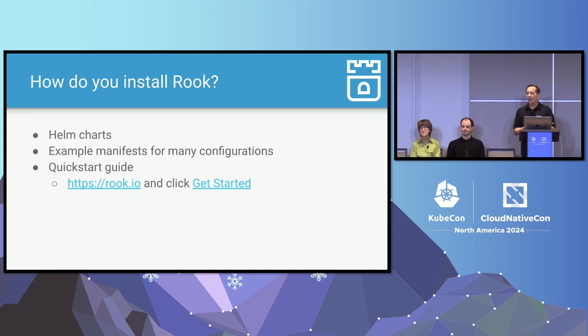So how do you install Rook? How do you get started? There are Helm charts. If you like to work with YAML directly, there are example manifests for many different configurations. There's a quick start guide. Go to our website, rook.io, and get started.